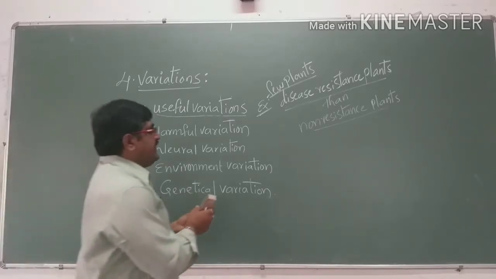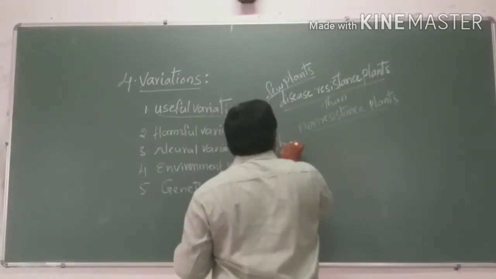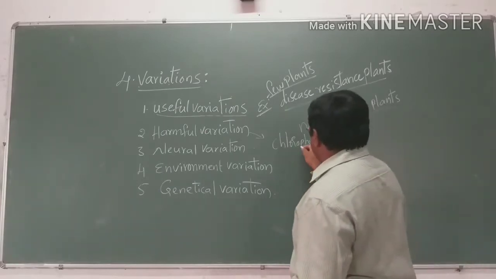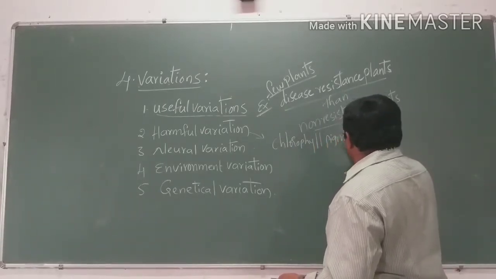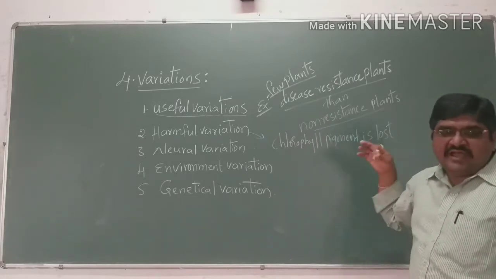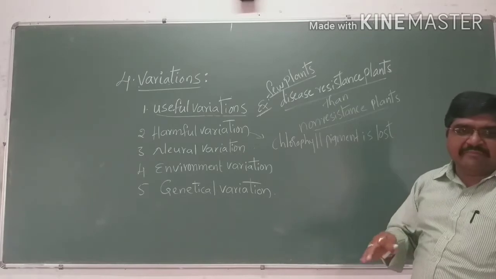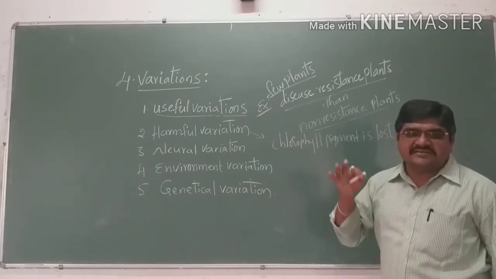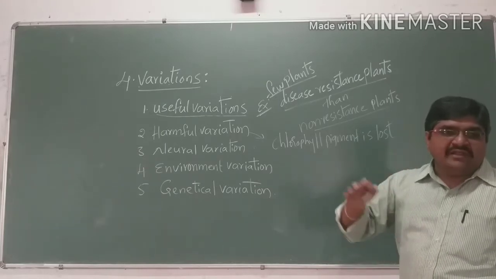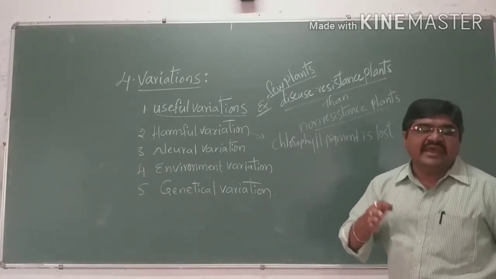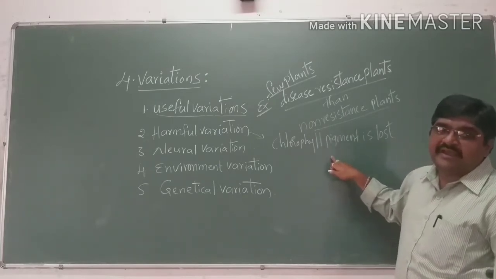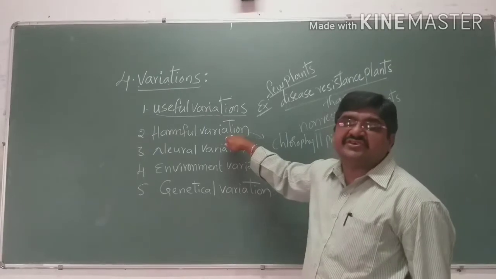Here we can take an example: chlorophyll pigments. If the chlorophyll pigment is lost in plants, it is a harmful character. When chlorophyll pigment is lost, what happens? They cannot prepare their food materials. Gradually photosynthesis decreases, so they face a scarcity of food materials. Gradually that organism, that species, decreases in nature or the environment. The loss of the chlorophyll pigment is called a harmful variation.